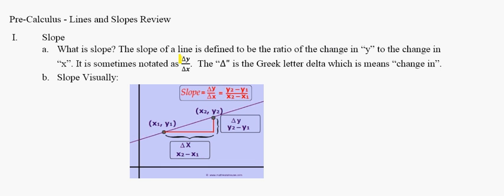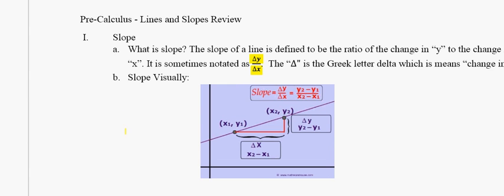Sometimes it's written like this. If you look at the little triangle, that's the letter delta. It's the Greek letter delta, which means change in. So we sometimes notate slope as the change in y over the change in x. When we talk about change mathematically in numbers, it usually means the difference between the two numbers.